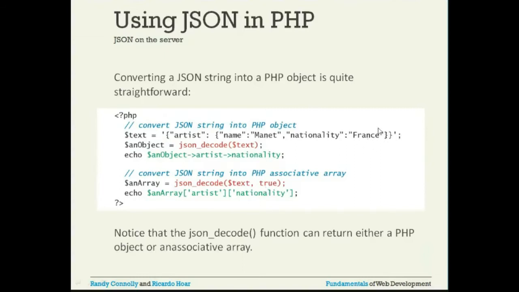Now how will you access the France value? $arr, this is the variable, and you provide the two keys, artist and nationality. These two keys are mapped to the value France. Echo will output this to the browser. Notice that the json_decode function can return either a PHP object or an associative array.